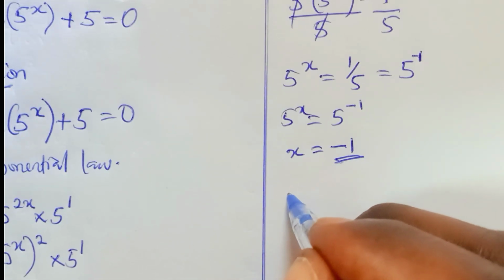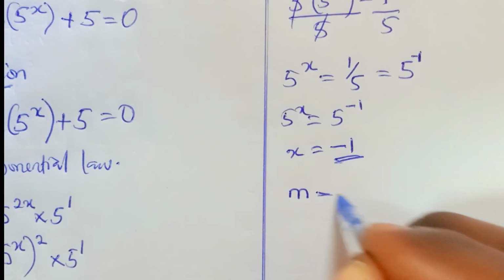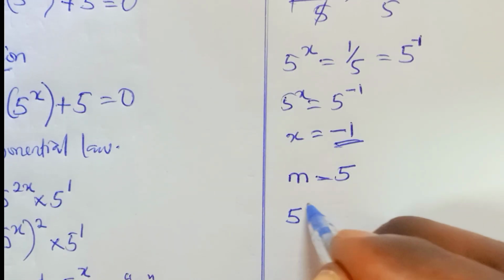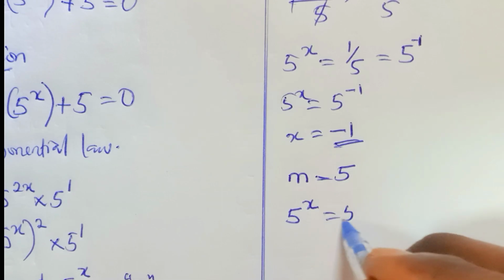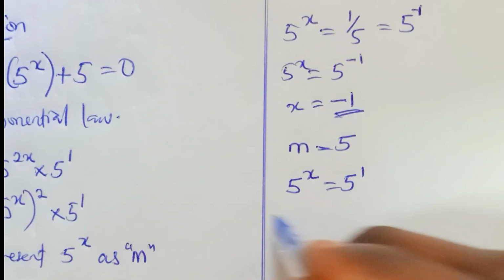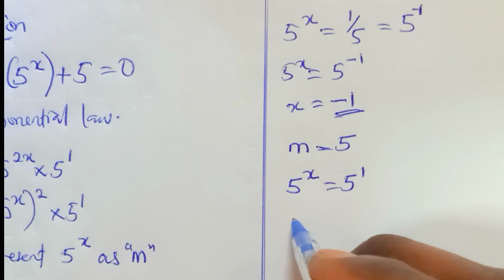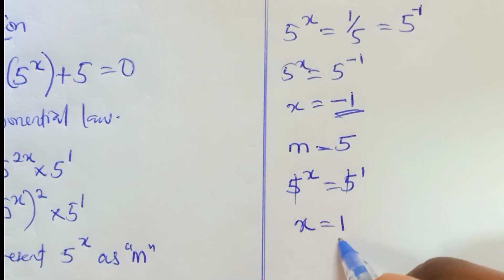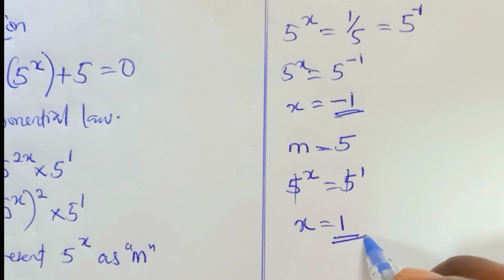Then also we have m = 5, where m is 5^x, which is equal to 5^1. Equating the powers, we also have x equal to 1. So this is our final answer.